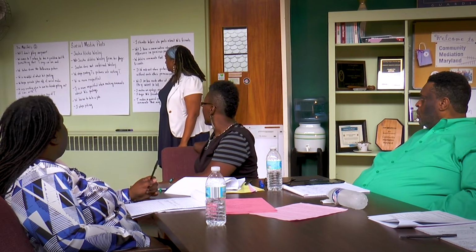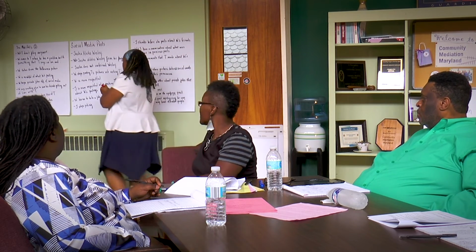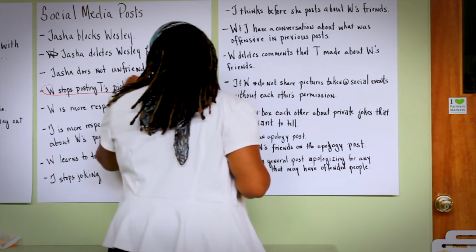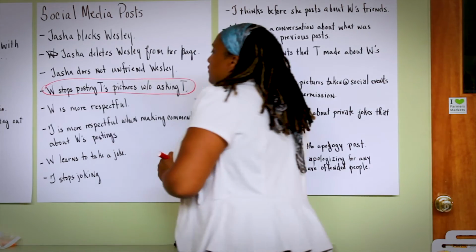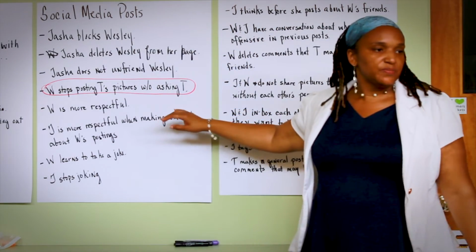So which one of these do you feel like you can come to easy agreement on? Okay, Wesley stops posting my pictures without asking. Okay, Wesley stops posting Tasha's pictures without asking Tasha. What are your thoughts about that, Wesley? I can do that. Okay. So the ones that you both agree to, I will circle. And if only one of you agrees to it, I'll put a dot by it for us to come back to. Okay. What else? Wesley stops making me the butt of his jokes.